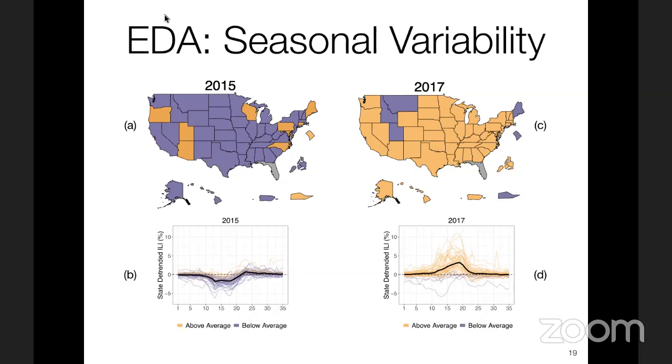So in the previous slide, there was evidence that these states need to be treated distinctly from one another. This slide is saying that there's also something within a season that's going to need to tie all of these states together, because within a season, they can act very similarly.